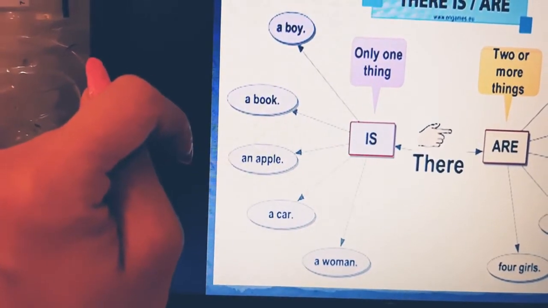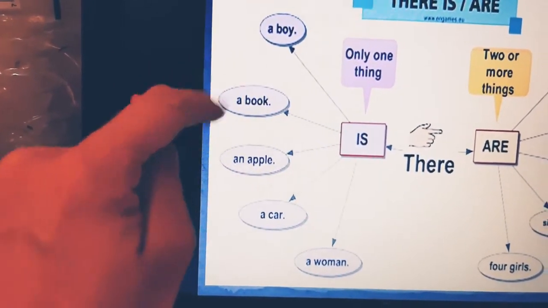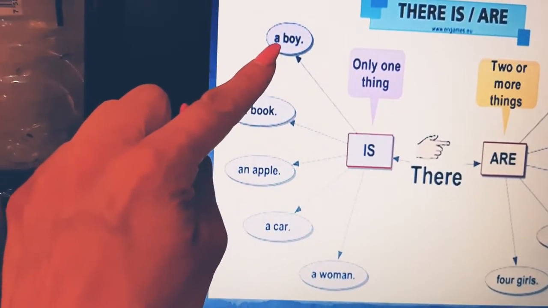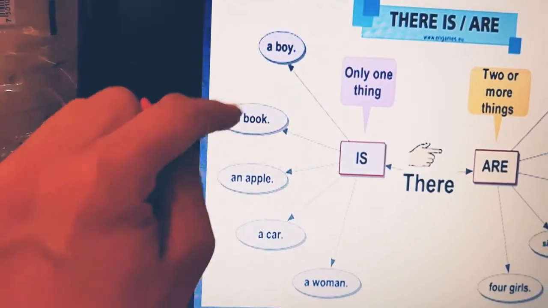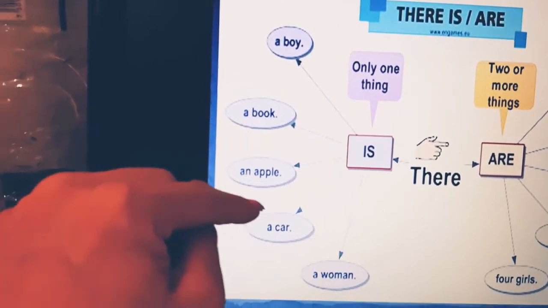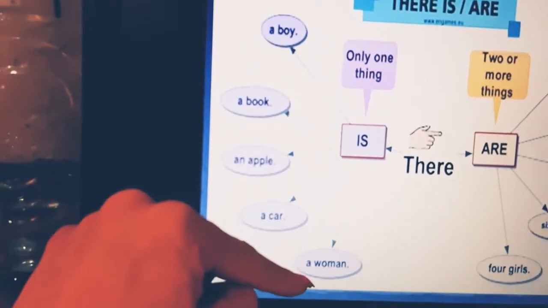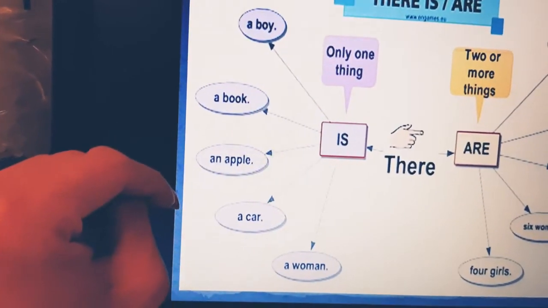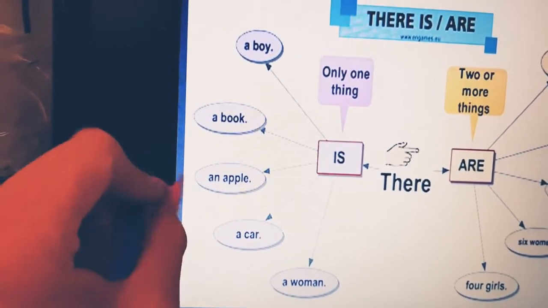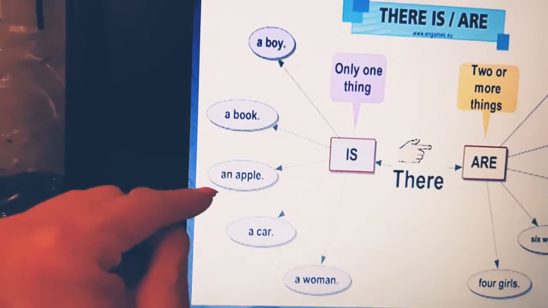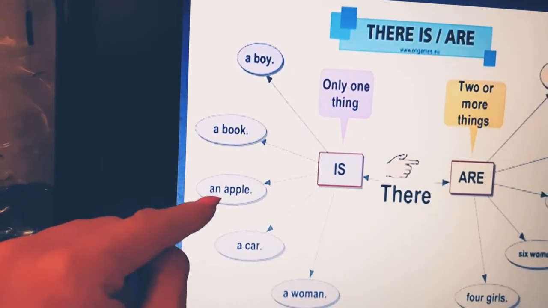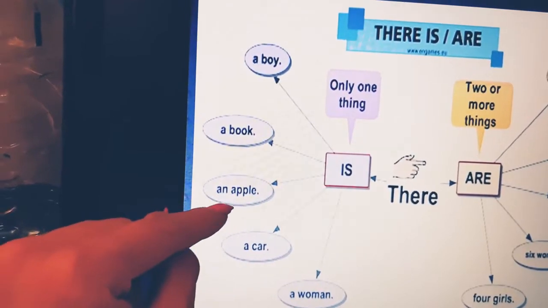What is the difference between a and an? Do you remember? We use a before a consonant. A boy, the letter B is a consonant. A book is the same. A car, consonant. A woman, consonant. You use an when the next word starts with a vowel. Apple starts with the letter A. That's the reason it's difficult to say a apple. No, it's an apple. Okay.